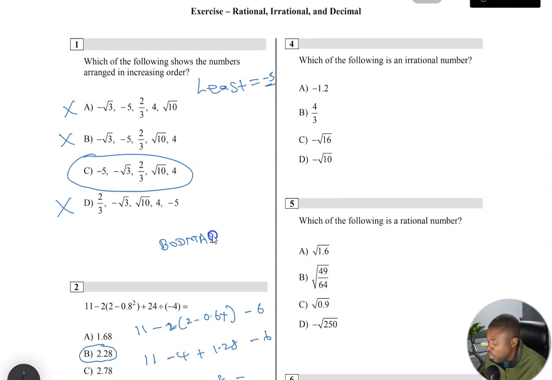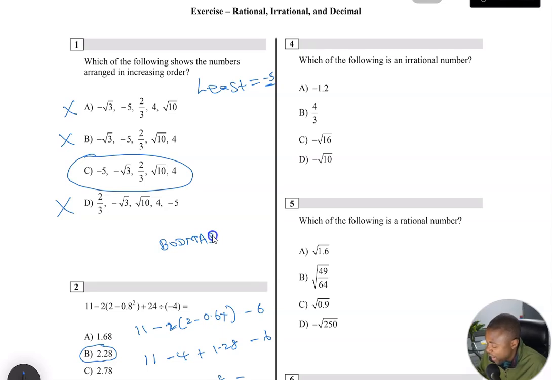Question number 4, which of the following is an irrational number? An irrational number is a number that cannot be expressed as the ratio of two integers, right? In other words, if you have a number that you cannot represent by dividing two integers together, then that number is irrational.